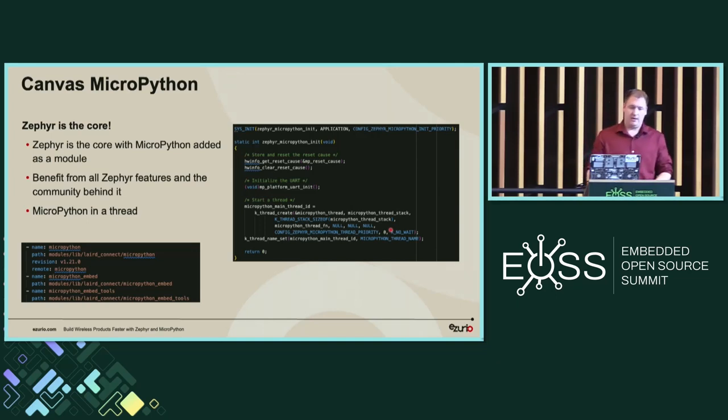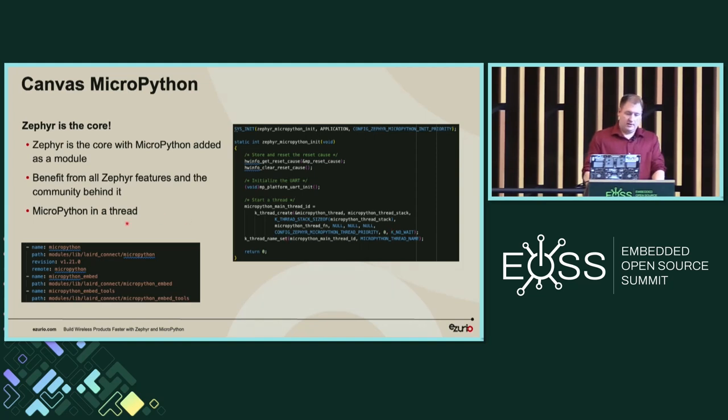All right, so now we'll get into Canvas MicroPython. The difference here compared to how I've seen everyone else do it is Zephyr is the core. So we build Zephyr first, and MicroPython has been added as a module. Because of this, we can benefit from all of Zephyr's features: their fully qualified Bluetooth stack, which is very important, networking, security, all that. And then we bolt MicroPython on with a thread.